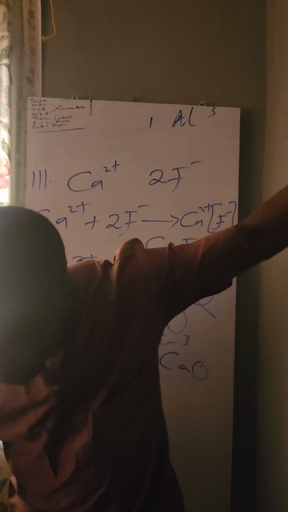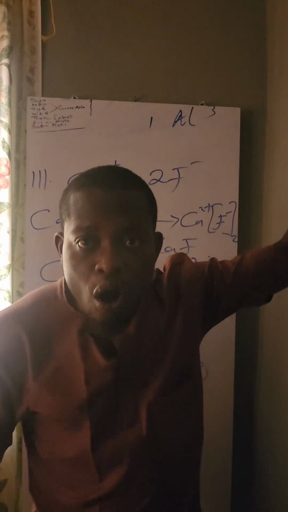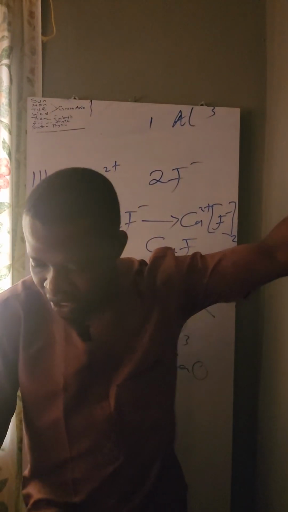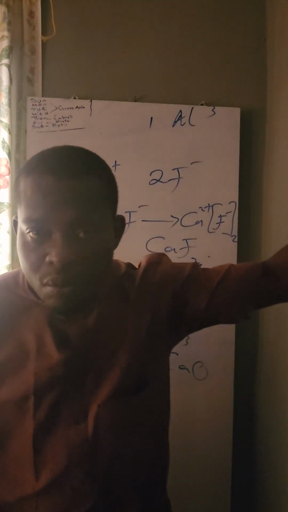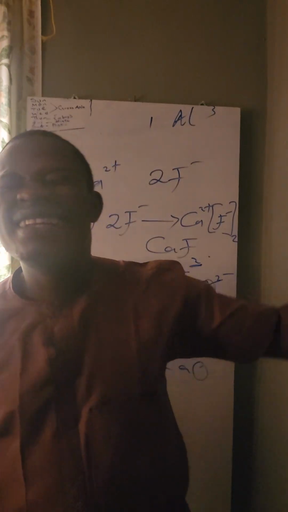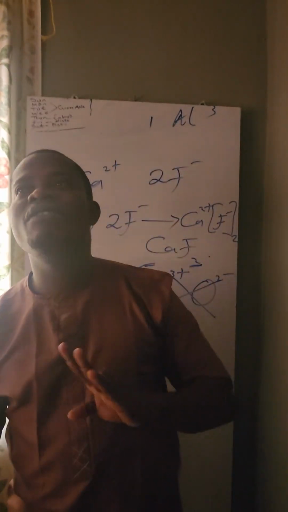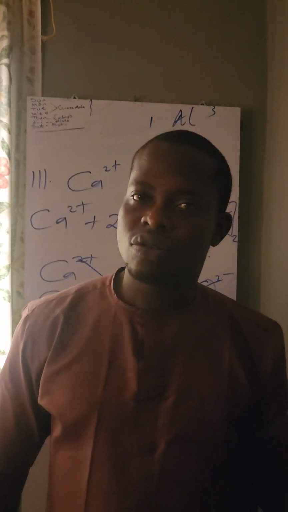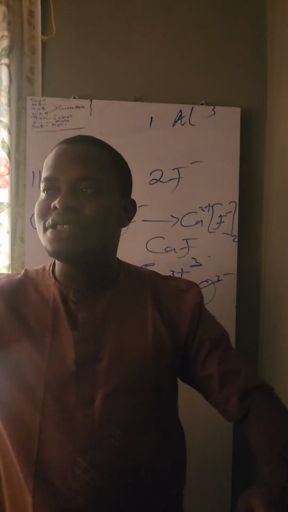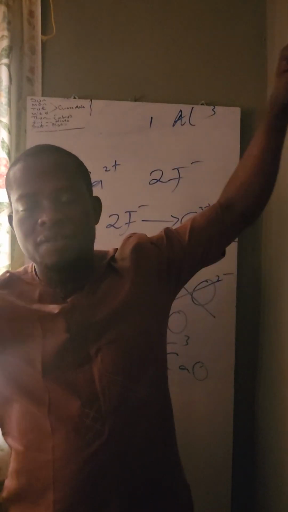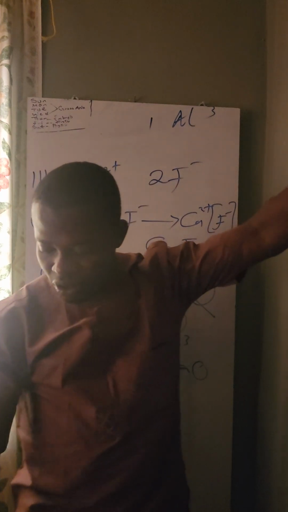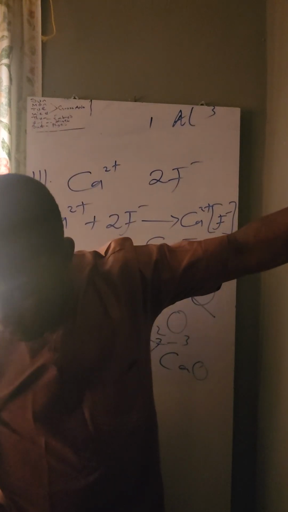Now number 4: in fused or molten state, they conduct electricity. There they have what we call mobile ions, which have started to move and can carry the charges from one place to another. In fused or molten state, they conduct electricity. That's number 4.